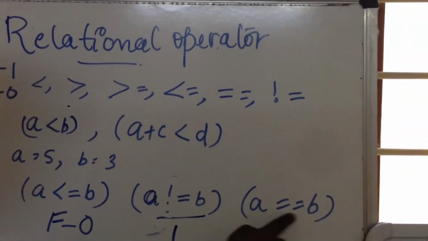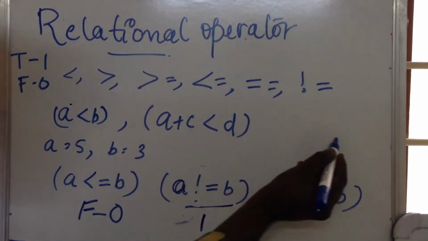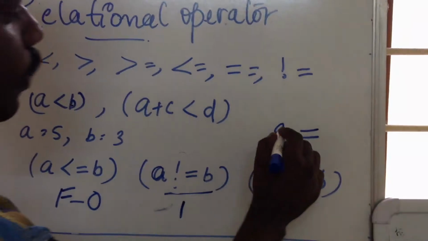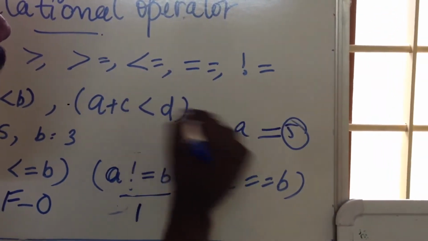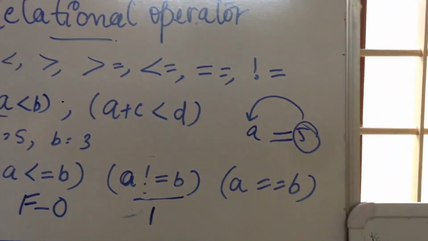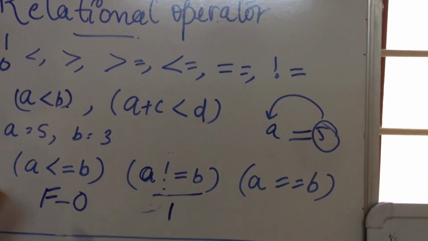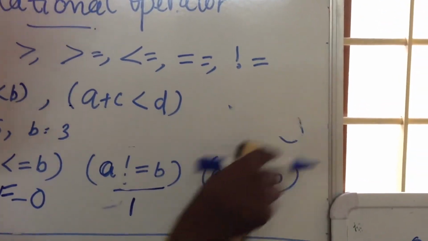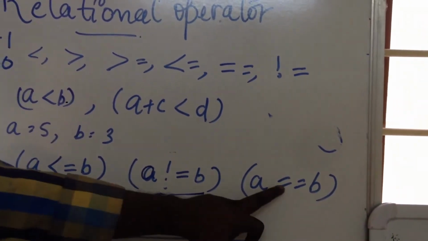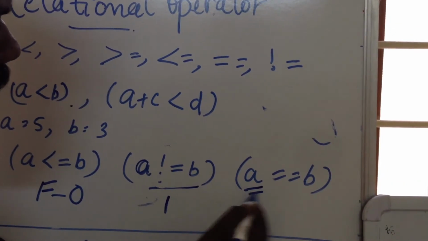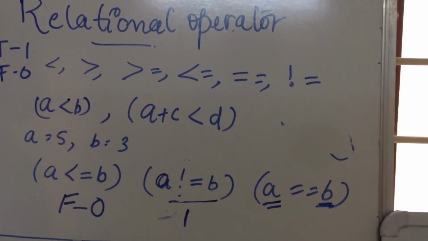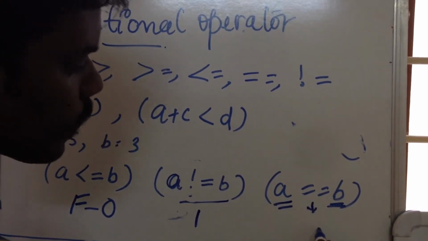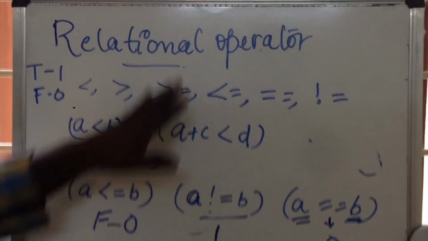While considering A equal to B, we already studied the assignment operator, single equal to. A equal to 5 means we are actually putting the value of 5 in A. In this situation we need to compare two quantities. That's why we are using the double equal to operator. This is the relational operator. It will compare these two, whether they are equal or not. Since A equal to 5 and B equal to 3, it failed. So the result will be 0. This is the relational operator.